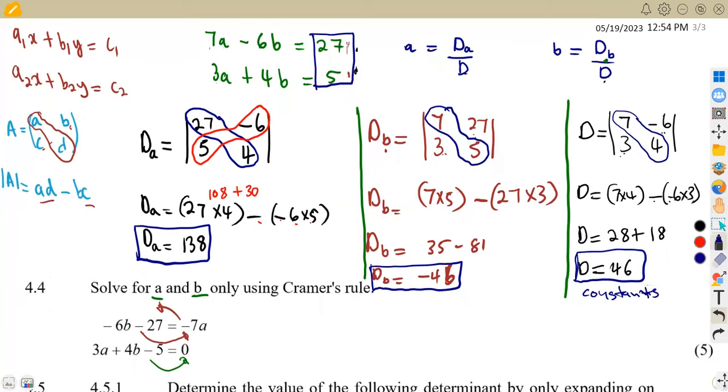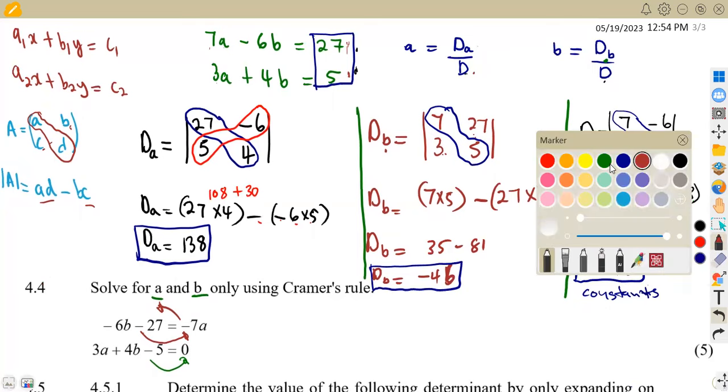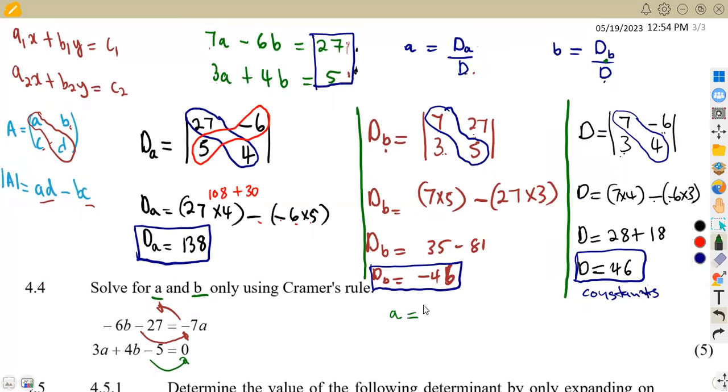Remember from our formula here, we say that for us to obtain A, it is going to be the determinant of A over the determinant of constants. So it follows that our A is going to be equal to the determinant with respect to A, that is 138, over the determinant of constants. So our constants here, it is 46. So this is going to give us the value of A. If we divide properly, A is going to be equal to 3.